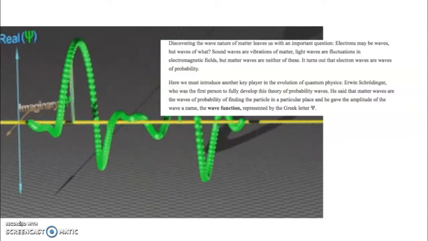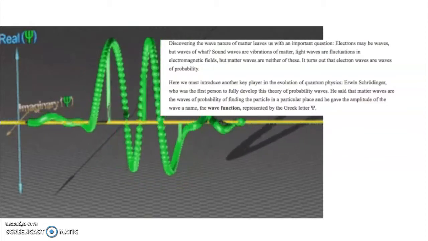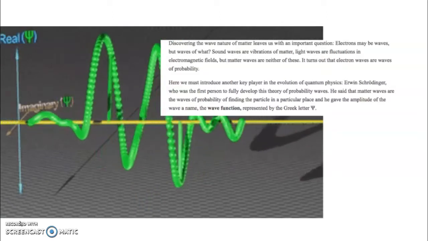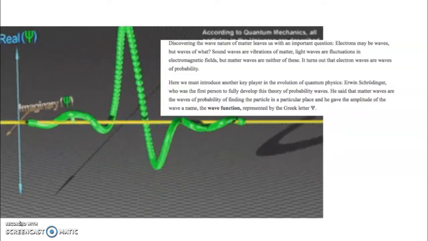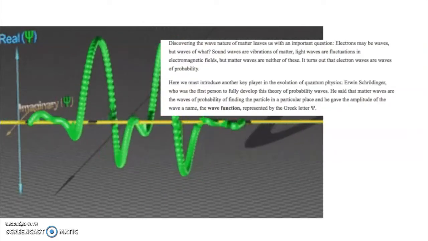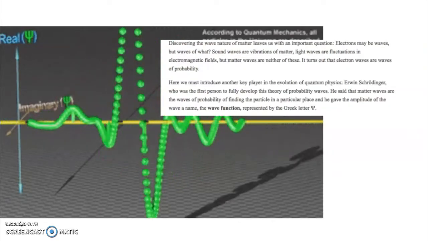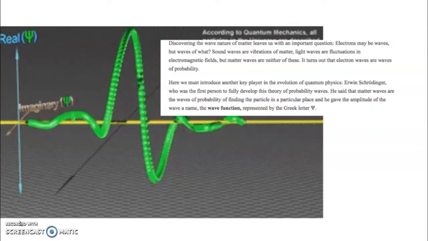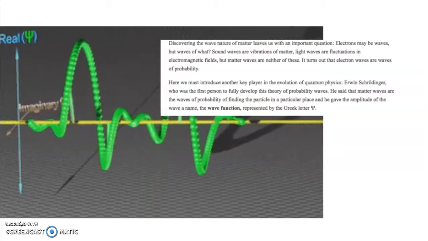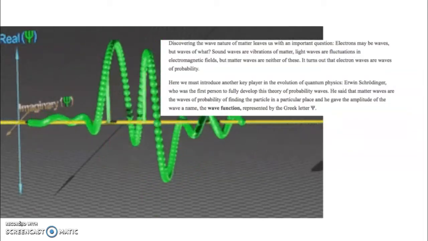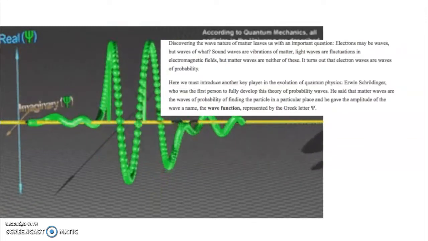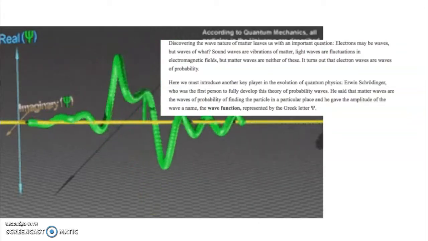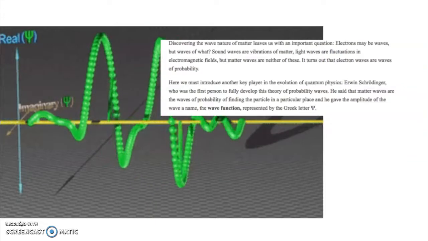Now, de Broglie left us with this big idea that electrons are actually waves and particles at the same time. But if they are indeed waves, waves of what? Sound waves, for example, are vibrations of matter, right? So it's an energy that's transferred with the movement of particles. Light waves are fluctuations in electromagnetic fields. And matter waves, what are they? Well, the idea that Edwin Schrödinger came up with was that they were in fact a wave of probability. Well, Schrödinger and Max Born together came up with that final conclusion.